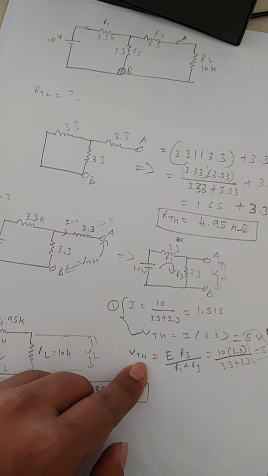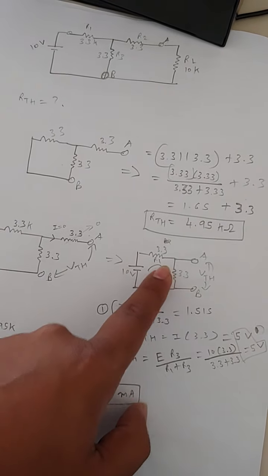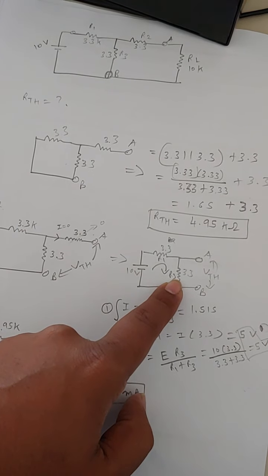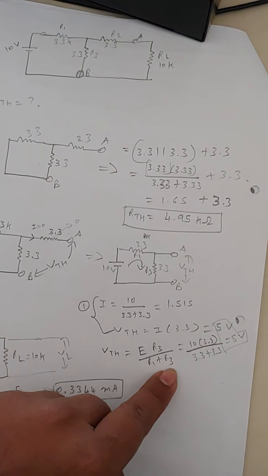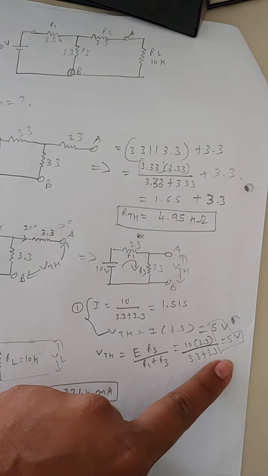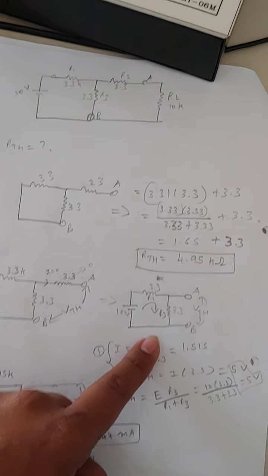VTH or V3 is equal to the total supply voltage multiplied by R3, meaning the resistor across which we want to find that voltage, divided by the whole resistance, so it will be R1 plus R2. In this way you can also get this 5 volt. You can verify it. Now we are measuring the voltage on our practical board.